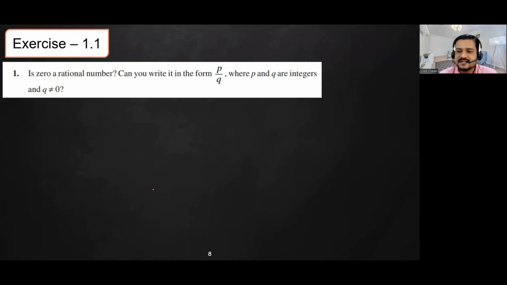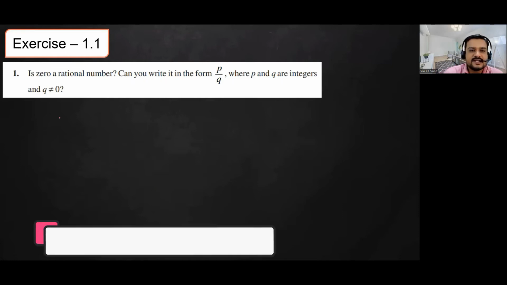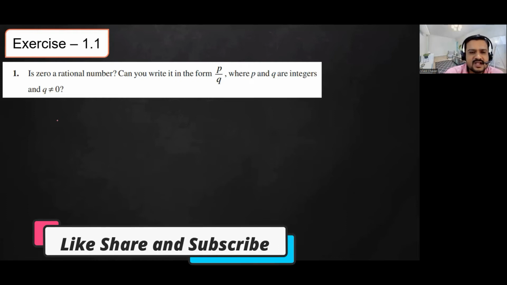Okay, Tejas is telling yes. Sri Hari is also telling yes. Ridhima is also telling yes. Yes, most of you are telling that 0 is a rational number.